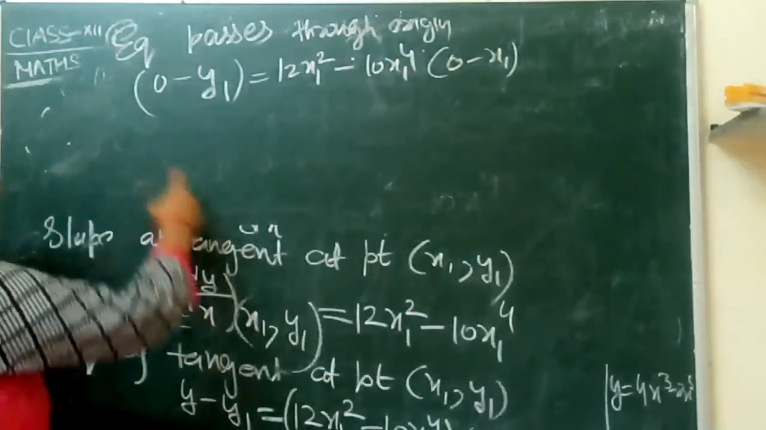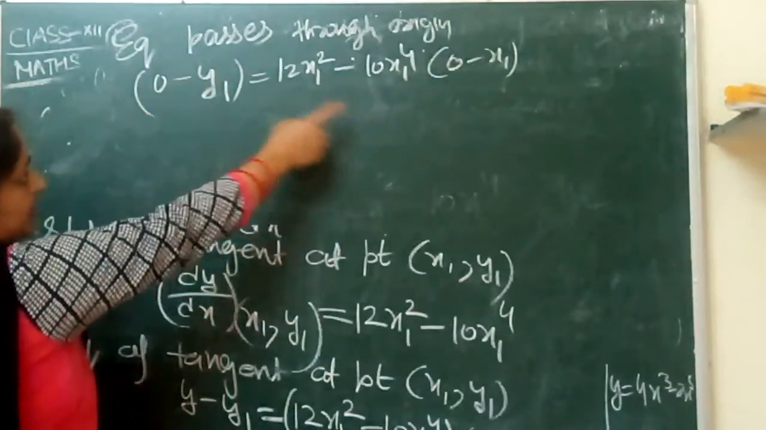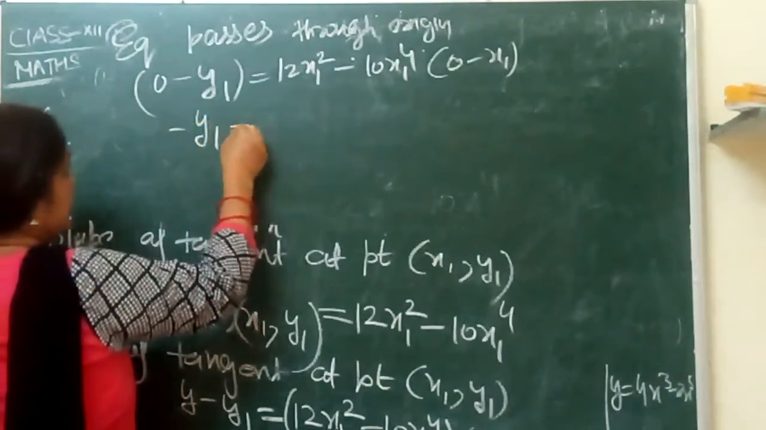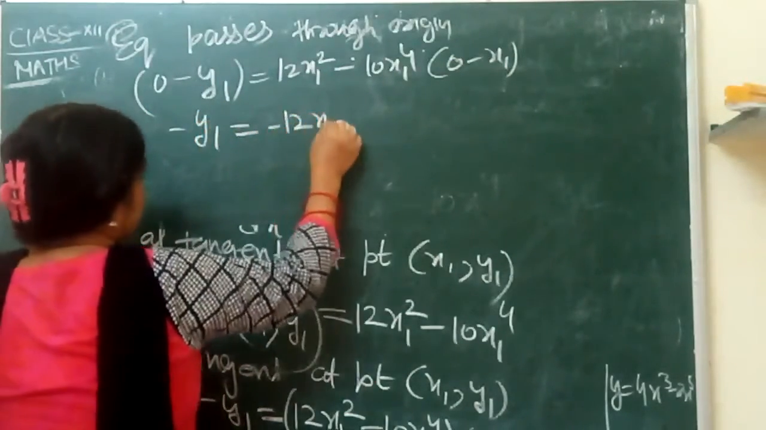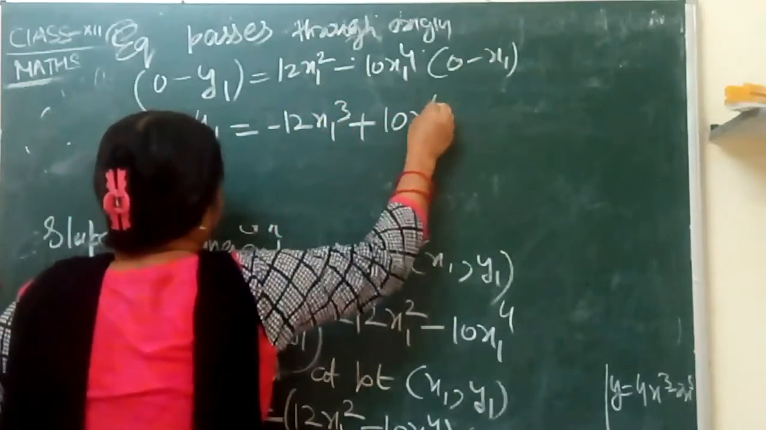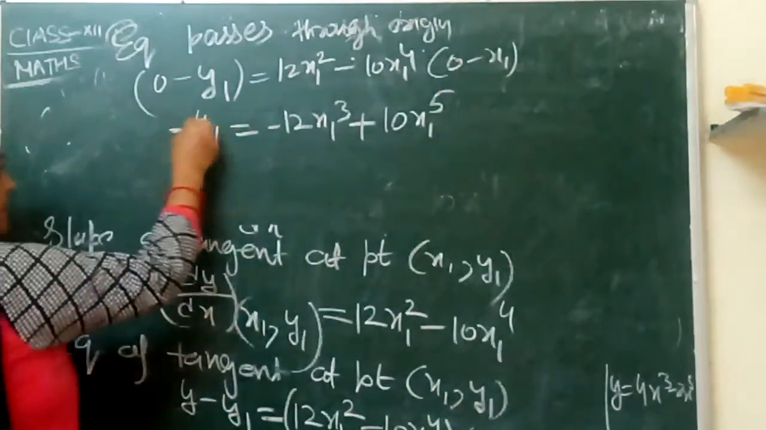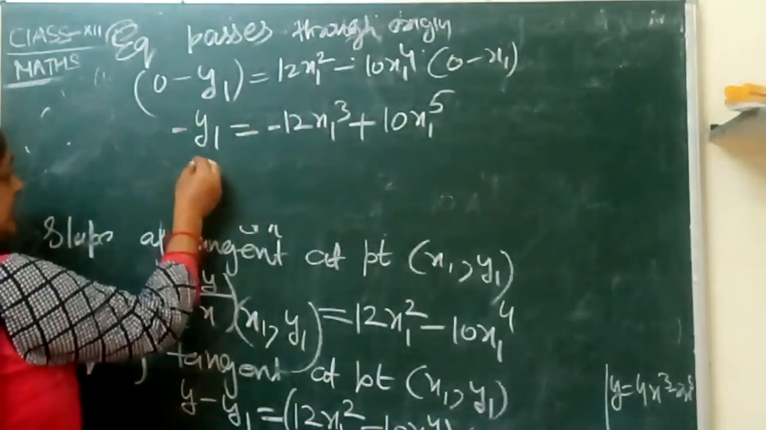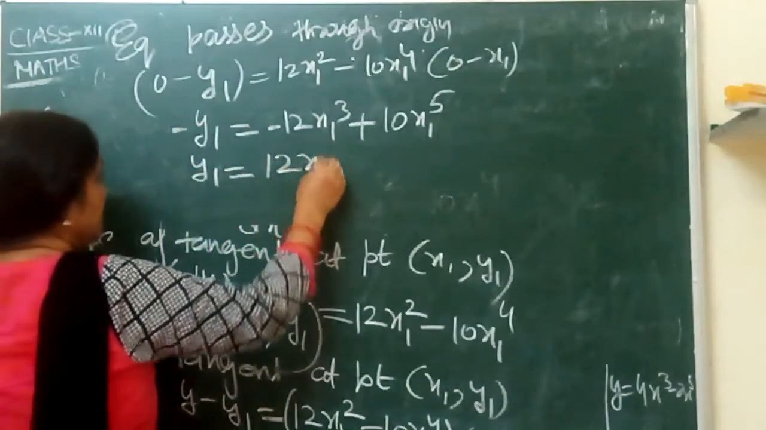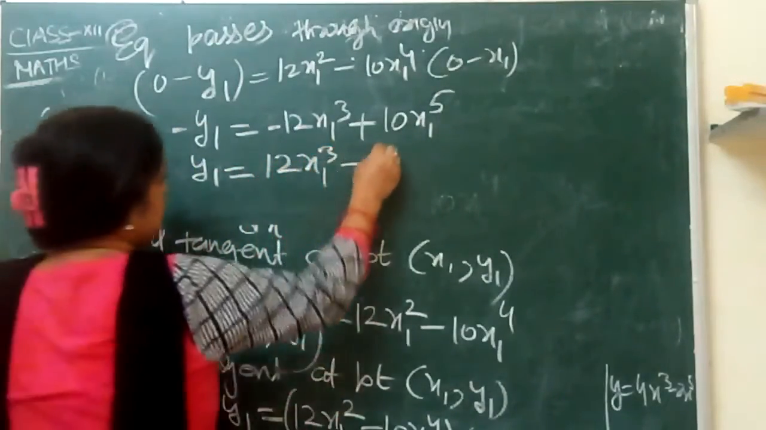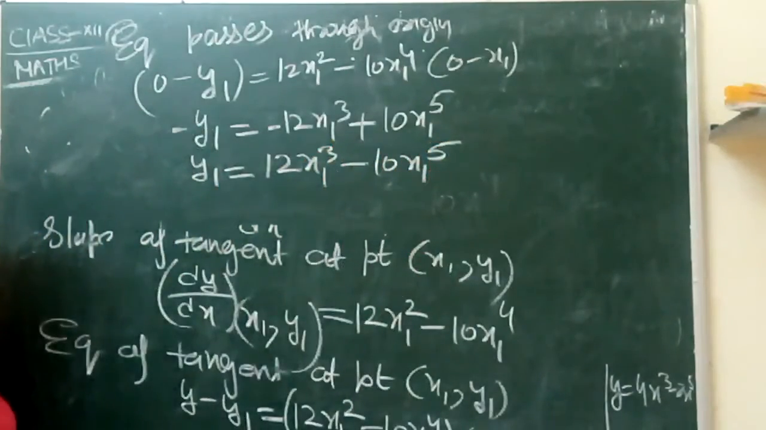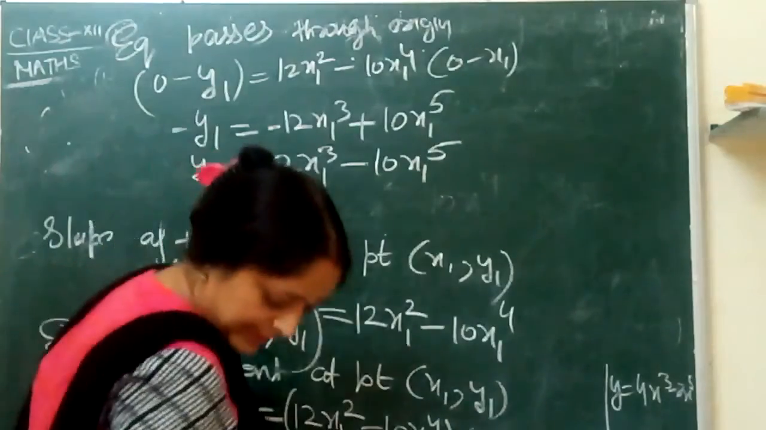After opening the bracket and multiplying with this minus x1, it will come minus y1 equals minus 12x1 cube plus 10x1 raised to power 5. In the next step we can cancel this minus, so it will come y1 equals 12x1 cube minus 10x1 raised to power 5. This is the value of y1.